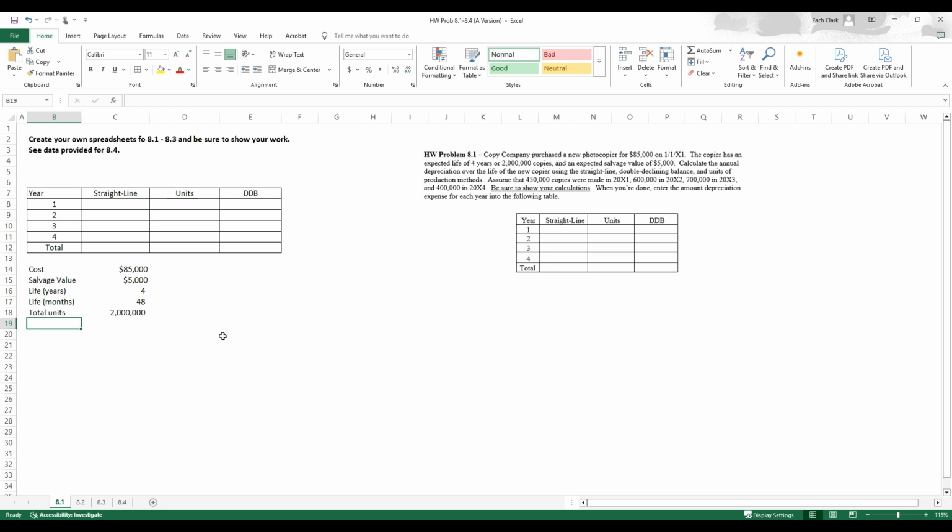What else do we have? Other data. Okay, and then let's say in 20x1, the first year, basically, we had 450,000 copies, 20x2, so second year, we had 600,000 copies. 20x3, we had 700,000. And then 20x4, we had 400,000. Total units, and let's just put copies.